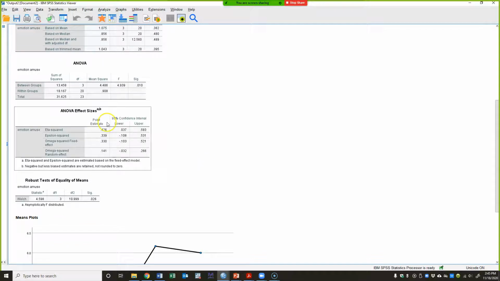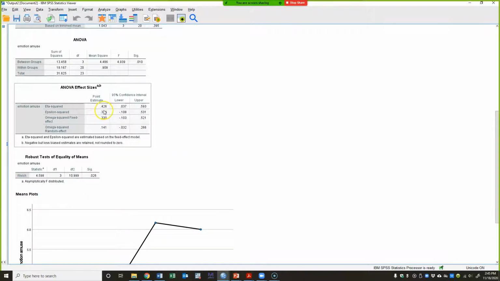Okay. So I go down through and I take a look at my eta squared, right? Here, SPSS is providing this for us. My eta squared is 0.426. But my omega squared is a lot smaller than that.